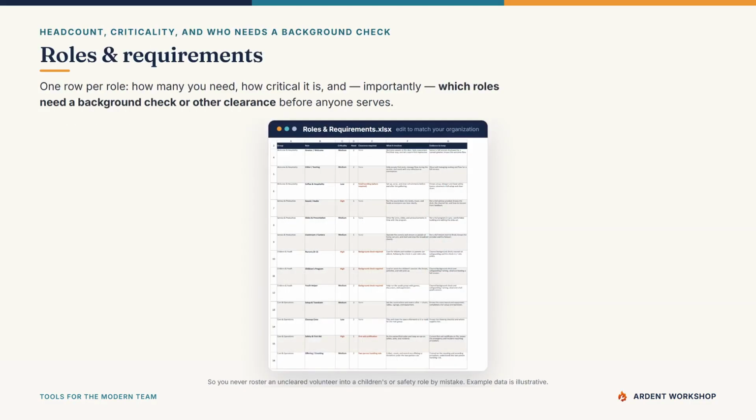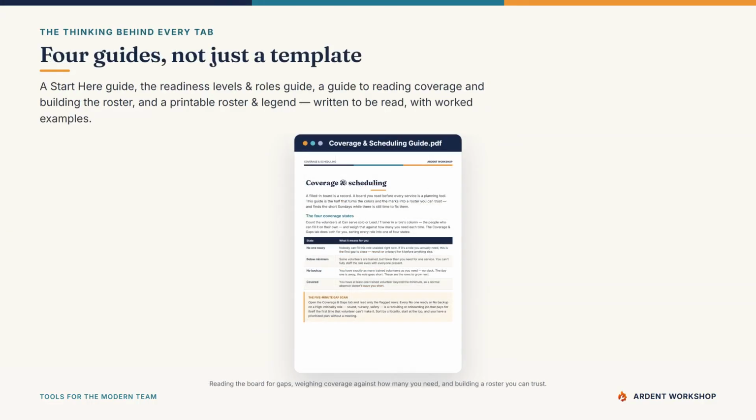Each role's headcount, how critical it is, and which roles need a background check before anyone serves. So you never roster an uncleared volunteer into a children's or safety role by mistake. It isn't just a spreadsheet. 4 plain English guides walk you through the readiness levels, reading coverage, and building the roster. Plus printable sheets for the wall, a legend card, a blank board, and a sign-up sheet.